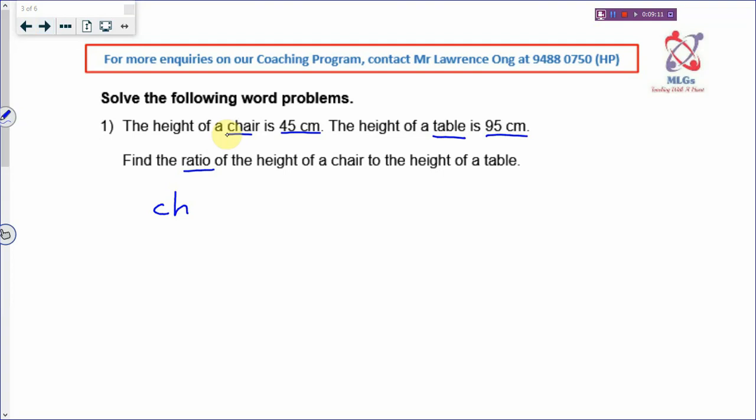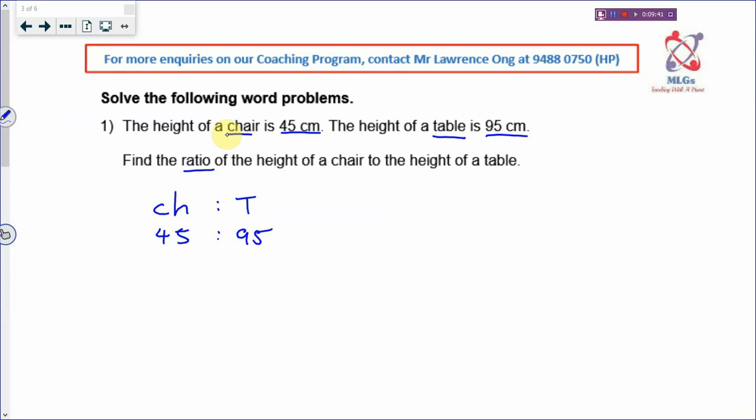So to write out the ratio, you have to label. Right? It's very important to label the ratio. It's like model drawing. If you don't label the model, you don't understand what the model is about. So you have to label the ratio, and then you can see that the height of the chair is 45 cm, and the height of the table is 95 cm. So 45 is to 95. And that's how you label your ratio.